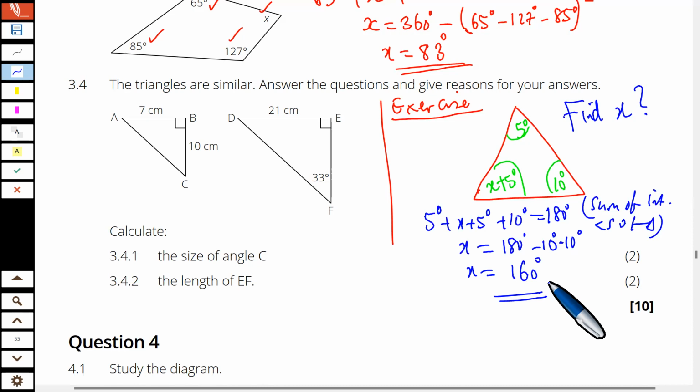Right, let's look at 3.4. The triangles are similar. Answer the questions and give reasons for your answer. Calculate the size of angle C. What do you think angle C is at this point? Is it 33 degrees? Please come again. 33 degrees. Yeah, that's correct. The angle C is 33 degrees.